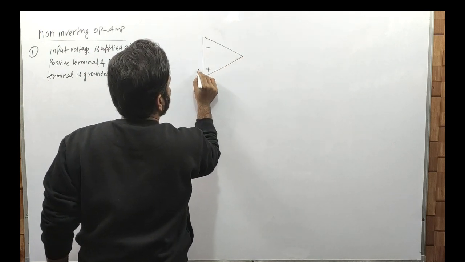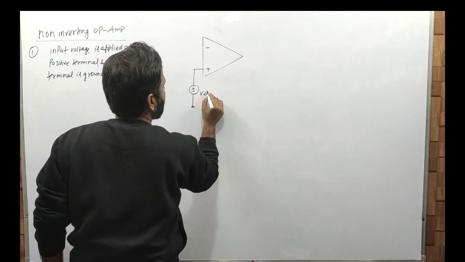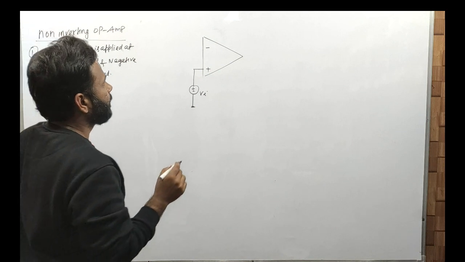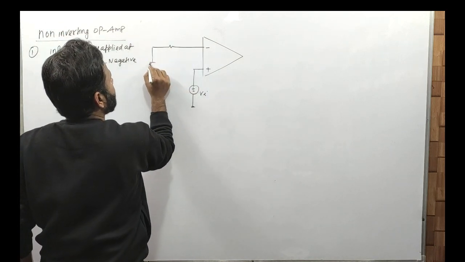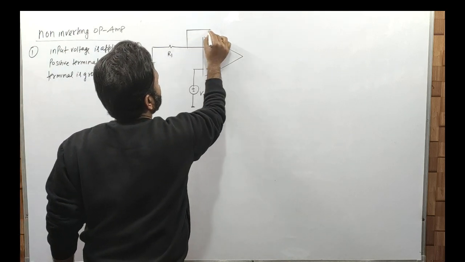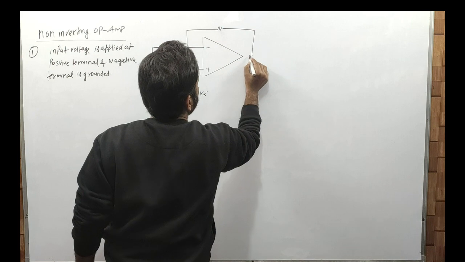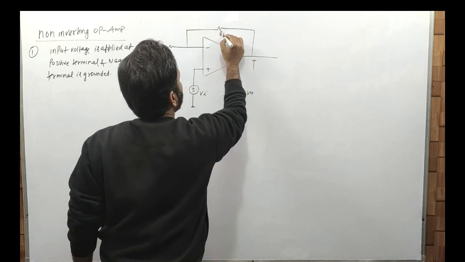So it is minus, it is plus. Now this terminal is connected to a source that is of Vi. Then this terminal is grounded, this is R1 and the feedback is connected like this, and this is your output, so it is RF.